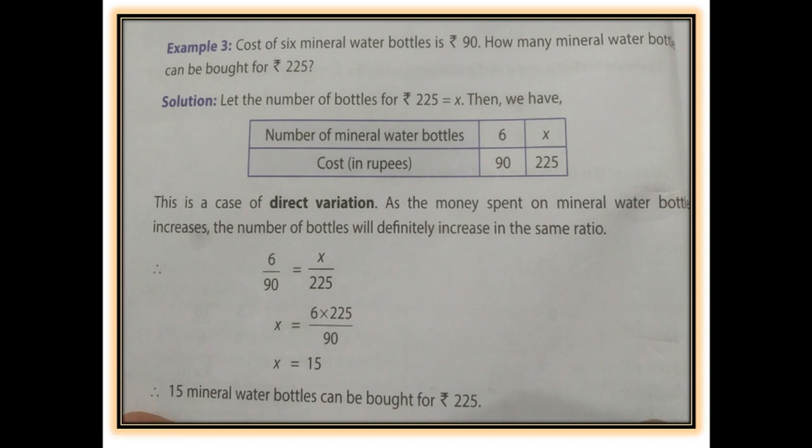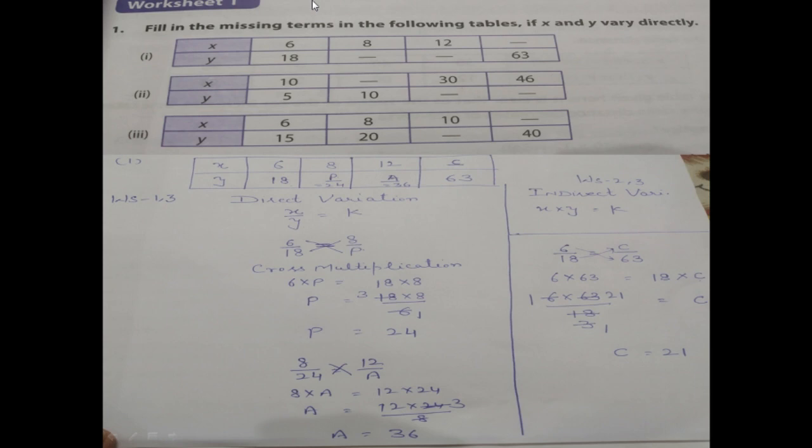Now let's solve one question from your worksheet number 1. Question number 1, worksheet 1. I have solved this first question. I have drawn the table here: 6 over 18, 8 over dash, 12 over dash and dash over 63. Now let us suppose this is equal to P. You can suppose any alphabet. I have taken P here, A here and C here. Any alphabet you can take.